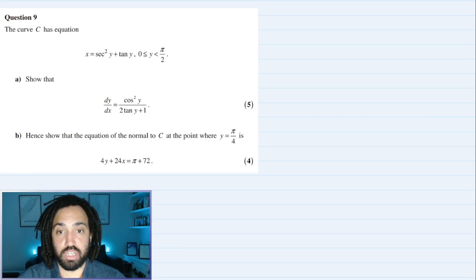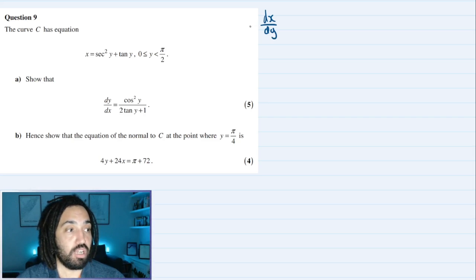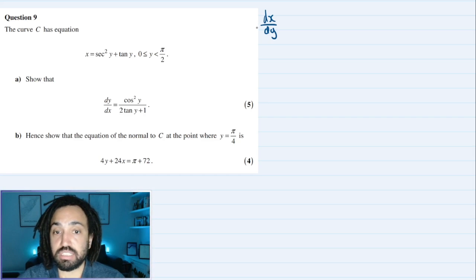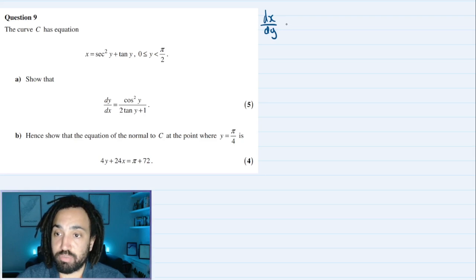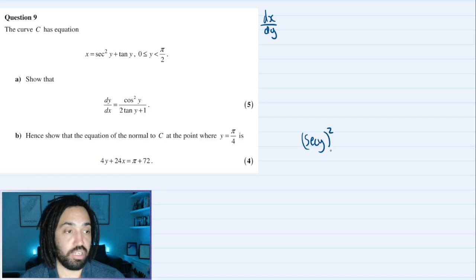and we have a curve which is x equals in terms of y, and it says show that dy by dx equals. Okay, so I'm going to start by just differentiating with respect to y, because it's just set up perfectly for that. Well, what's that going to give me? Okay, so sec squared differentiated. So if we have sec squared, then we can use the chain rule.